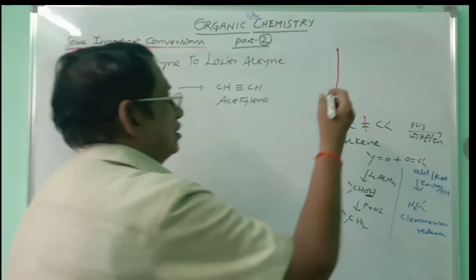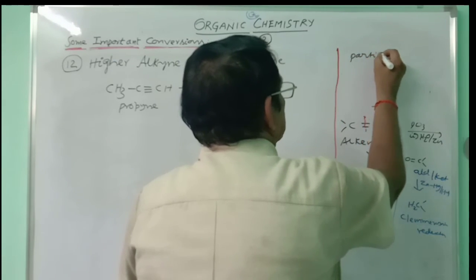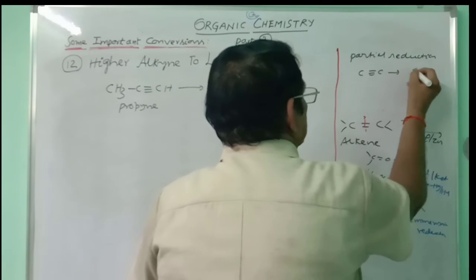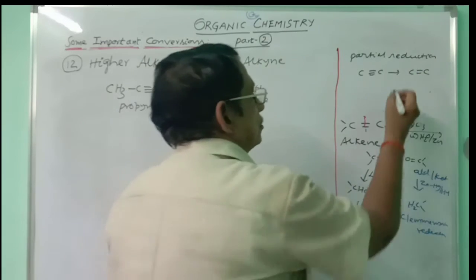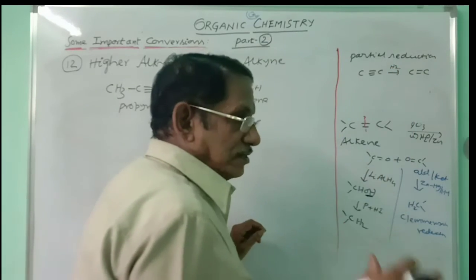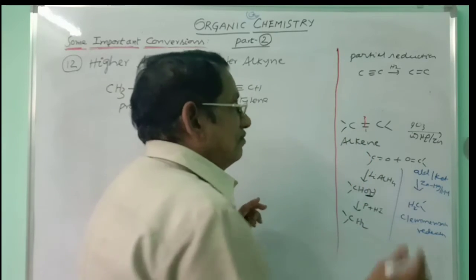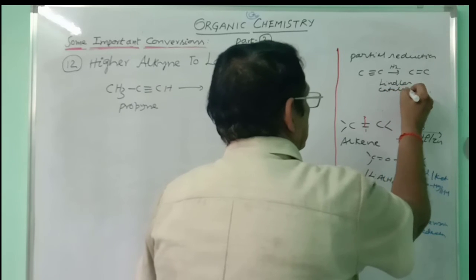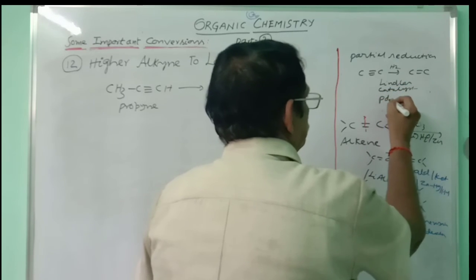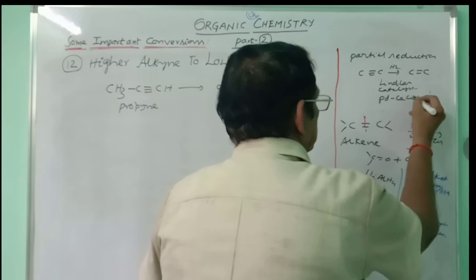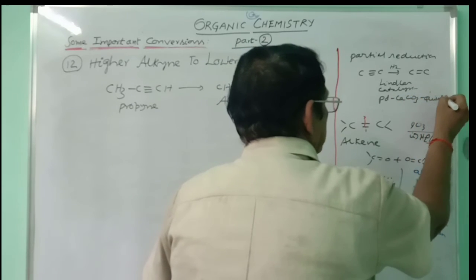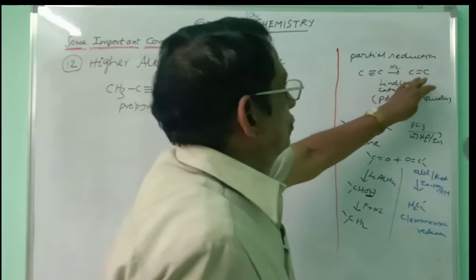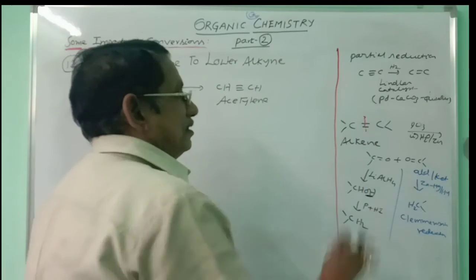Propyne, we have to take partial reduction. C triple bond C will be converted into C double bond C. This is partial reduction. Only one hydrogen molecule will be added, not the second one. At this stage, the reaction will be stopped. For that purpose, you have to use Lindlar catalyst. That is palladium calcium carbonate, suspended in quinoline, you can write generally. This is Lindlar catalyst. Thereby, alkyne will be converted into alkene. There itself it stops. That you want.